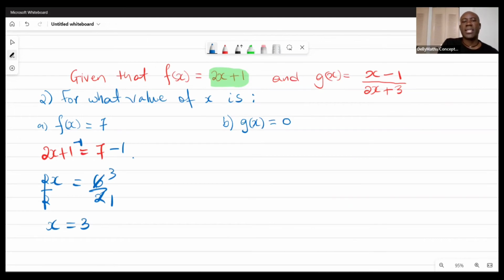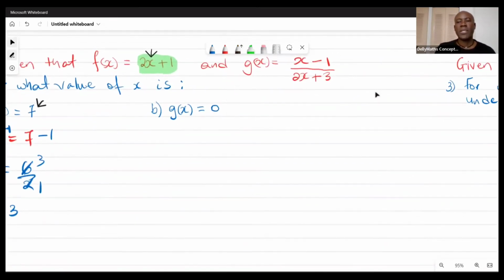What this is suggesting is that if I substitute 3 here and then work out everything, I will get 7. And that's what that question really means. So x is equal to 3, such that if we substitute 3 in the f function, we will get 7. Let's move on to the next piece.